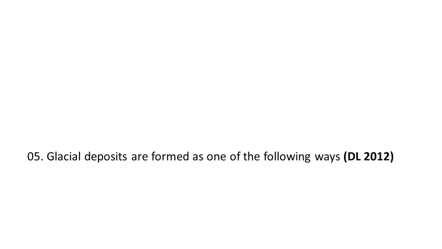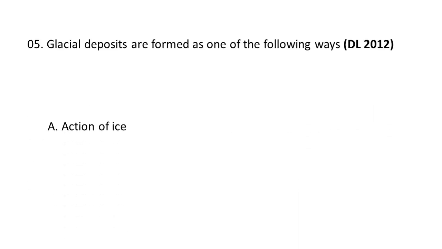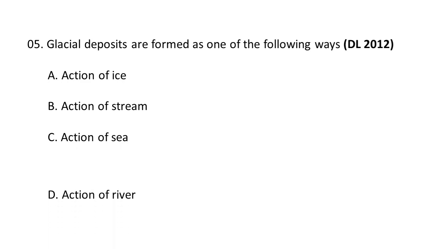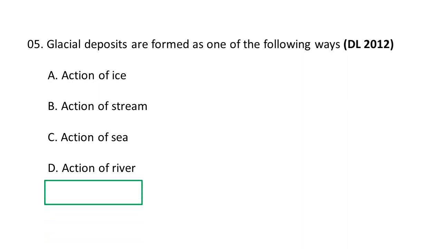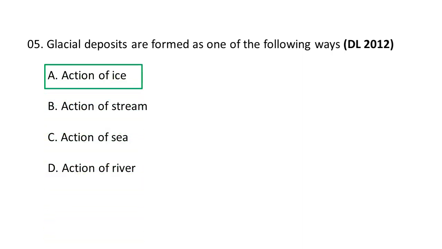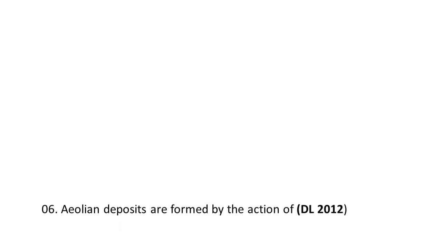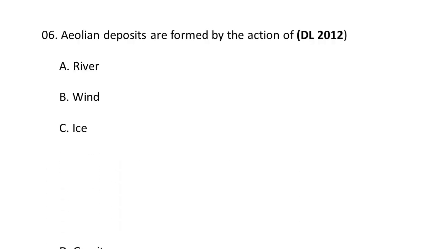Next question. Glacial deposits are formed in one of the following ways. A. Action of ice, B. Action of stream, C. Action of sea and D. Action of river. This is a very simple and straightforward question. So glacial deposits are formed by the action of ice. Next question. Aeolian deposits are formed by the action of A. River, B. Wind, C. Ice and D. Gravity. So obviously aeolian deposits are formed by the action of wind, and these aeolian deposits are created by wind erosion, transportation and deposition of sediment, and they can be found in a variety of environments including deserts, beaches and dry lake beds.